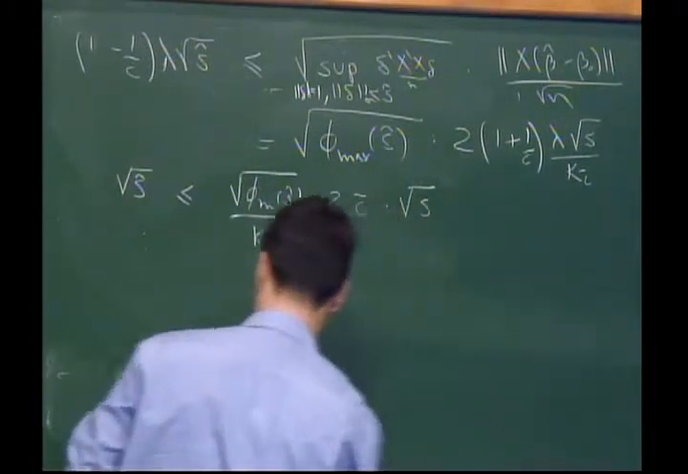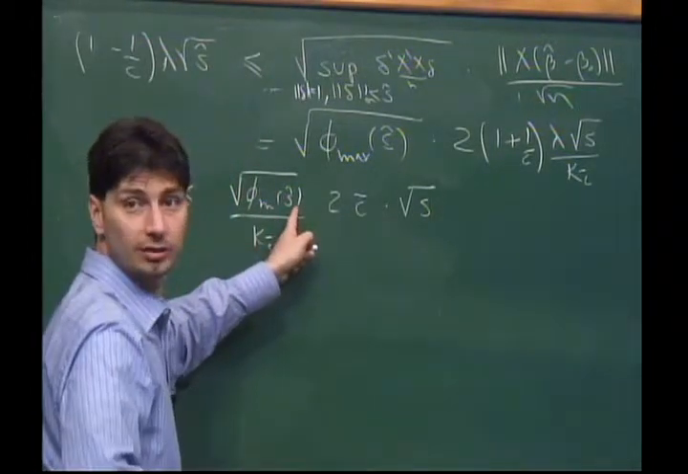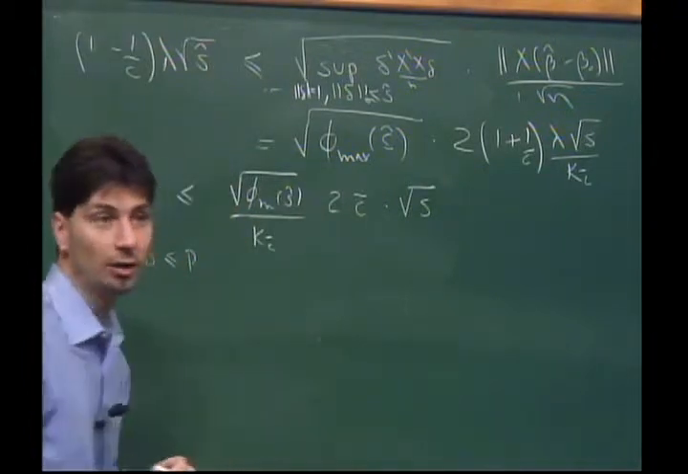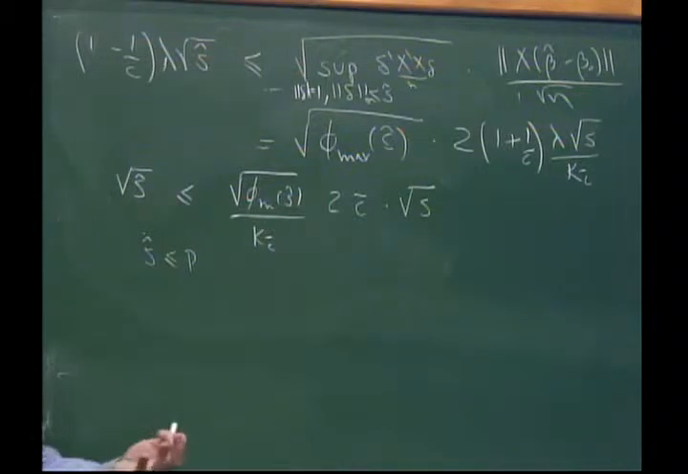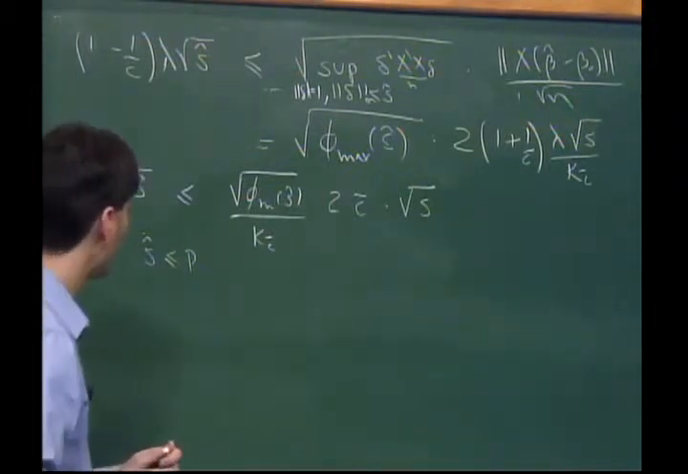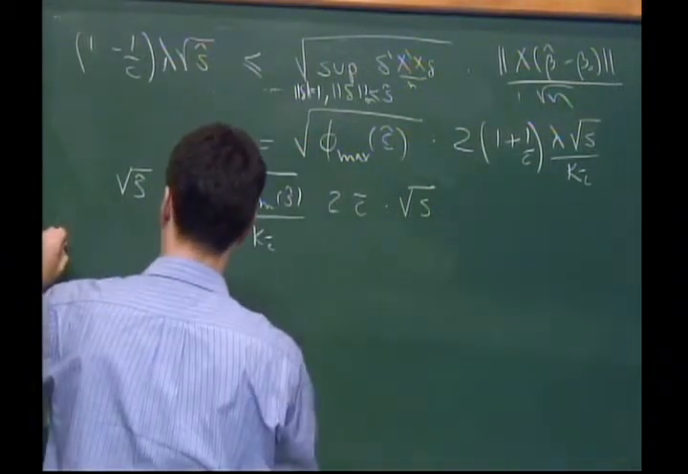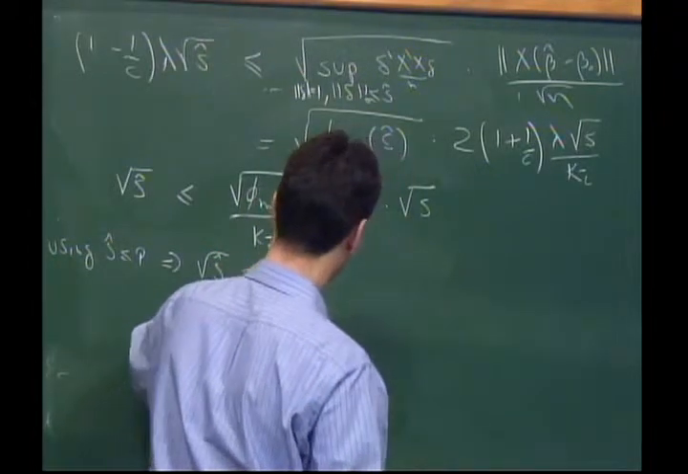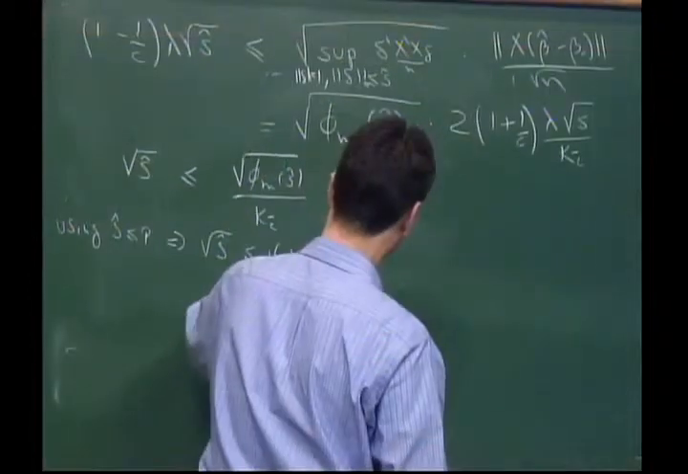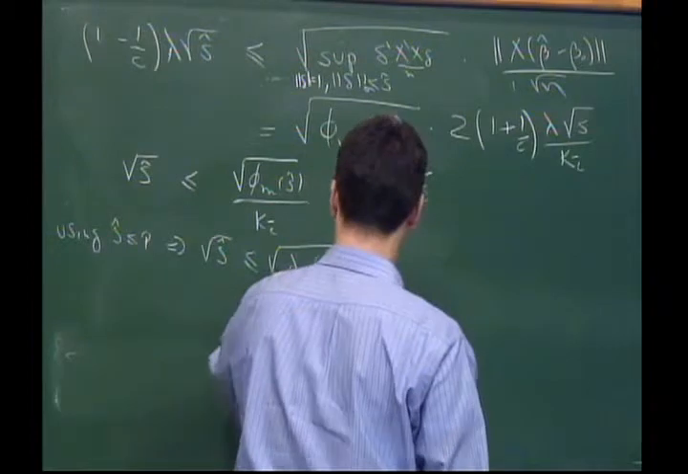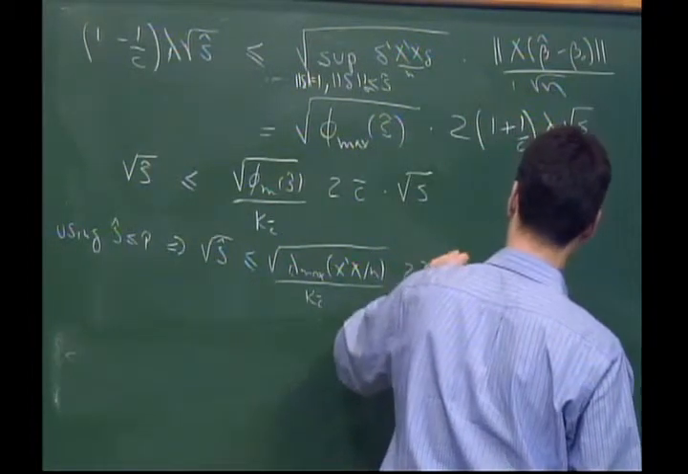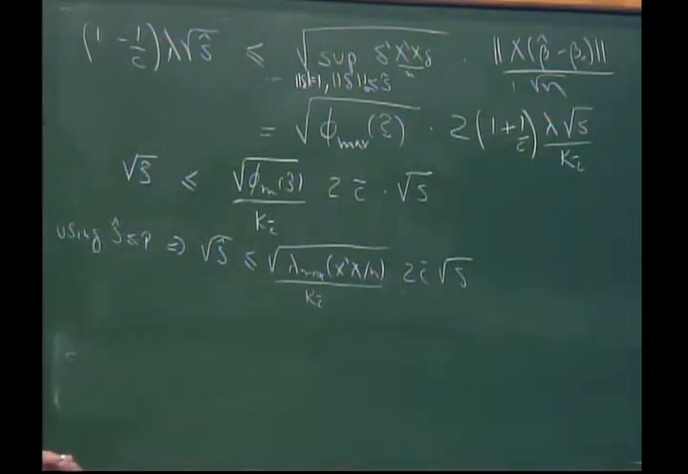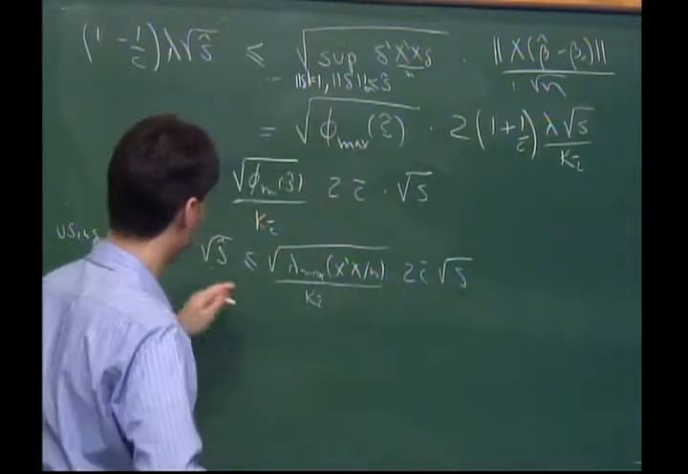One way is to say, well, because I still have S hat on the right-hand side, S hat is less equal than P. And then you have your bound depending on the maximum eigenvalue of the whole matrix X transpose X. So it would be S hat less equal than lambda max of X transpose X over N, divided by kappa, times C bar square root S. And in many situations, if you have P bigger than N, you should expect this to grow. And so these will give you some extra factors on top of the S factor.